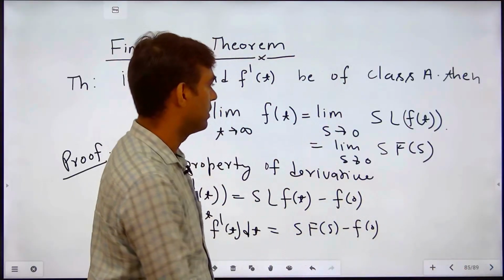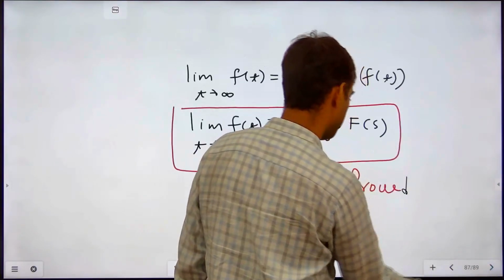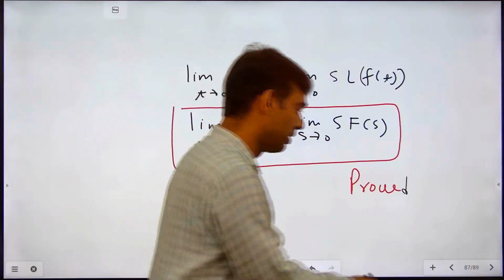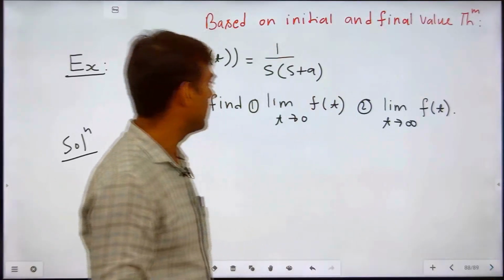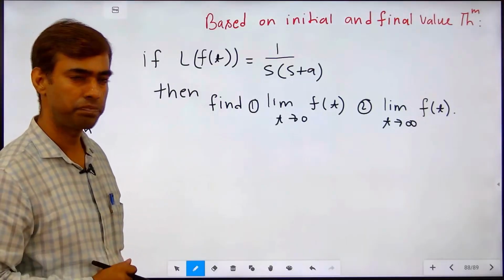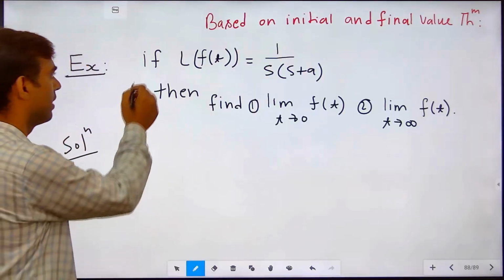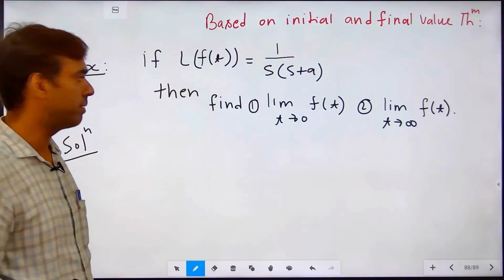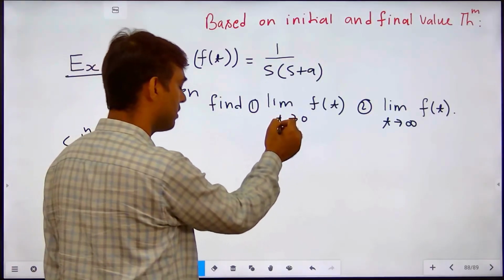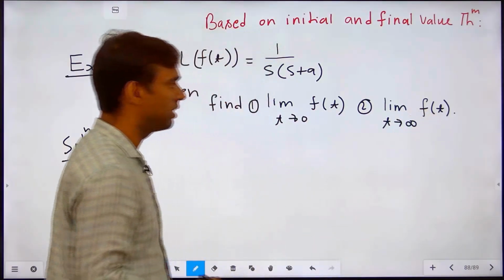So, this is how we remember the initial value theorem and final value theorem. And at last, we try to solve one numerical example based on the initial and final value theorem. Here the Laplace transform of f(t) is already given, then find the limit of f(t) as t tends to 0, and the limit of f(t) as t tends to infinity.